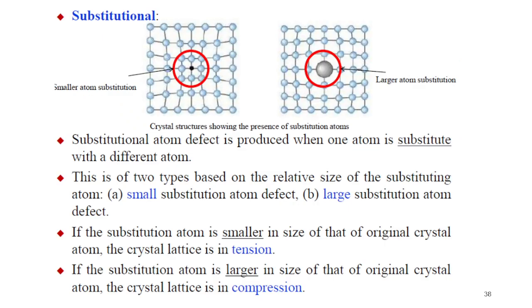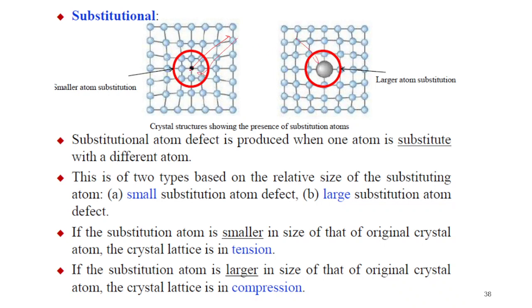Then we have the substitutional defect. In the case of a substitutional defect, it is similar to the vacancy and interstitial; the only difference is that in substitutional, instead of the atom itself leaving, maybe a smaller atom will come or a bigger atom will come.